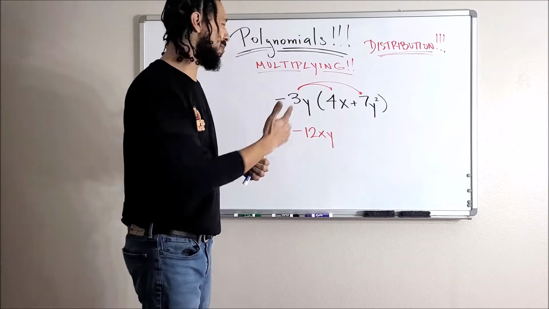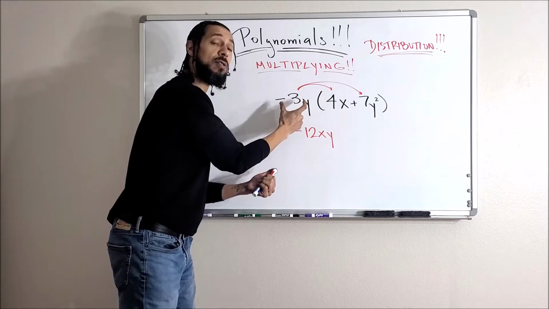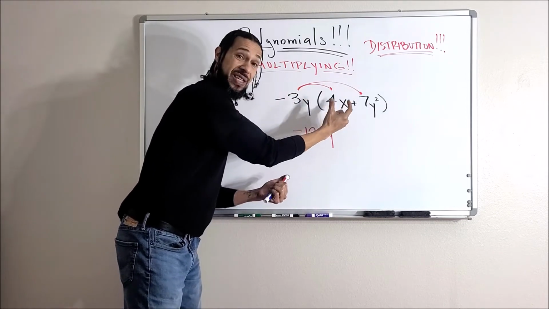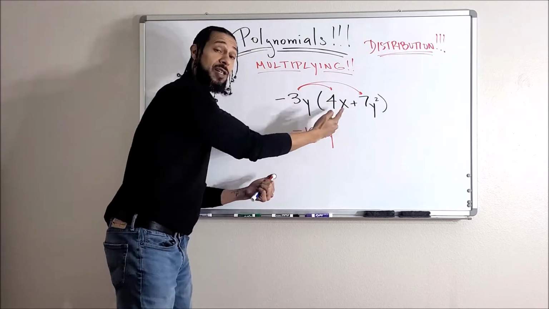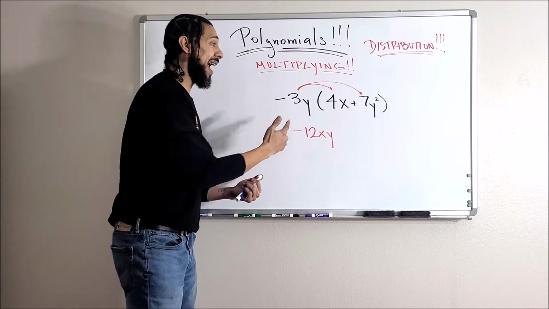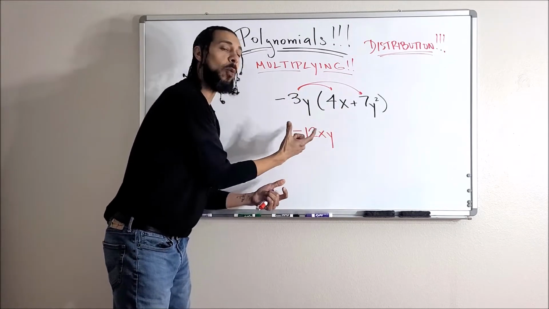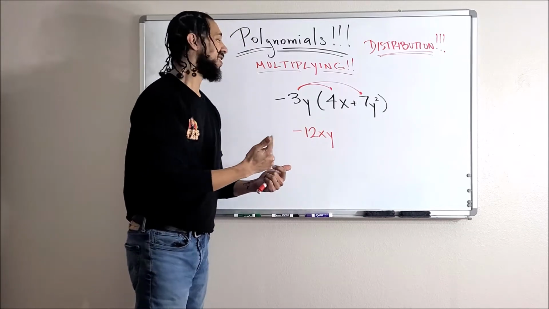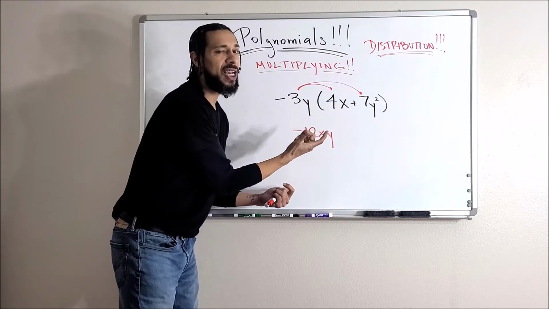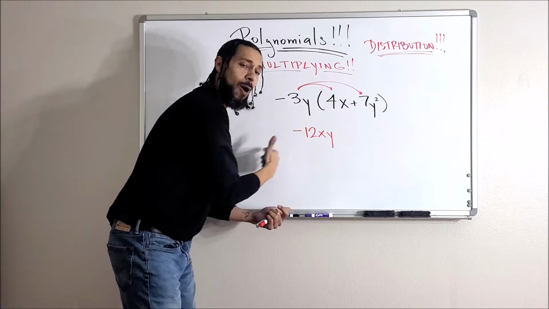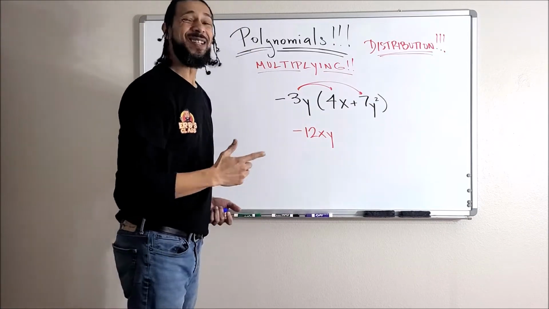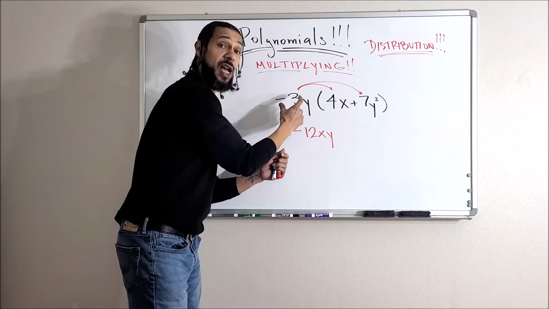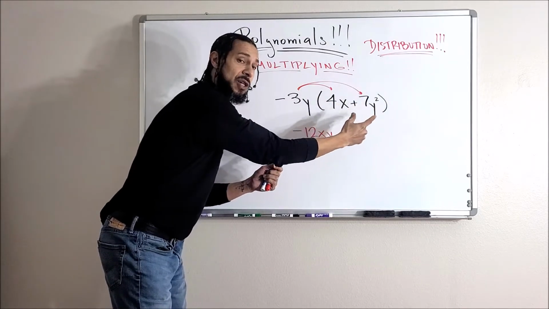Okay, so now notice when I multiply this outside term times the first of the inside terms, -3 times 4 is -12, exactly right. And then y times x. Remember, when you're dealing with multiple variables, we write them in alphabetical order. So y times x is yx, but we can just flip it to say xy, so it's alphabetical order.